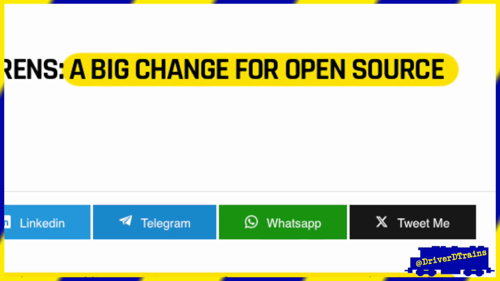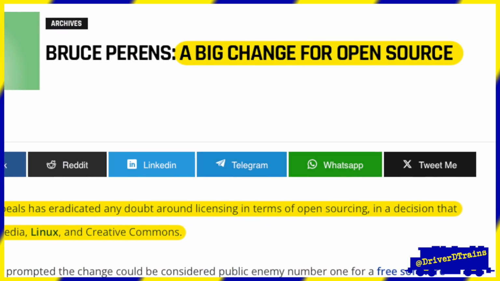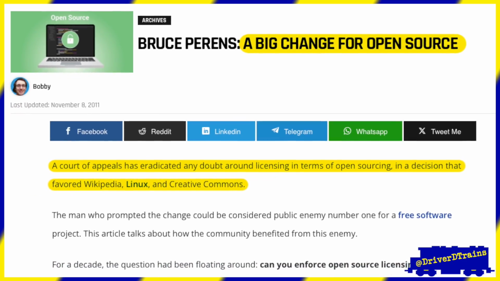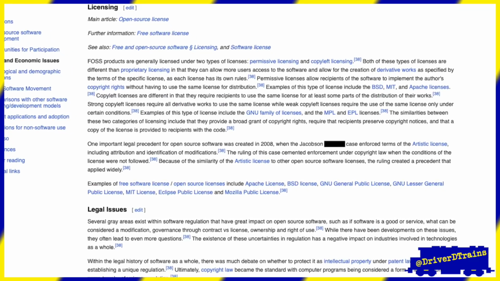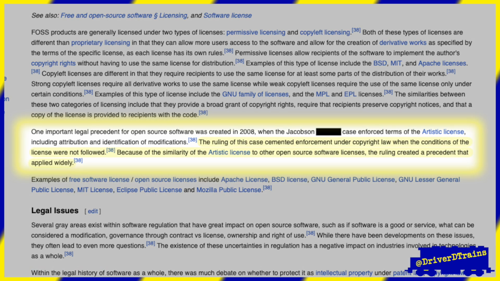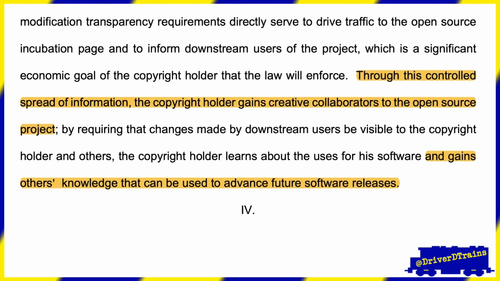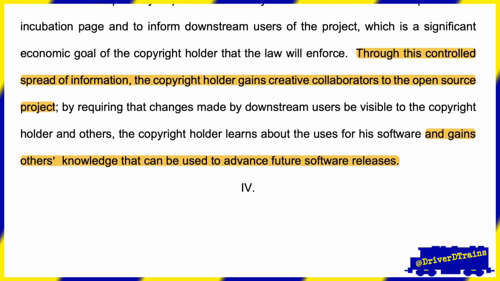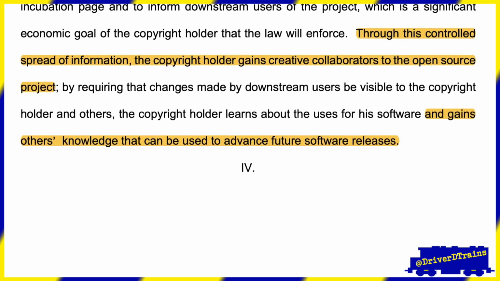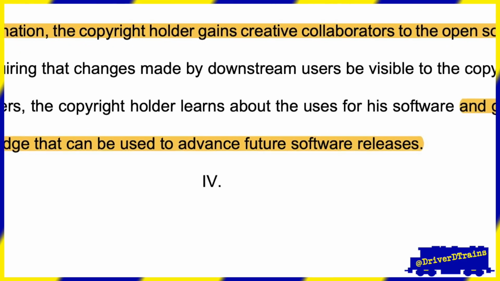But the open source movement, especially for open source software, owes a huge debt to Bob Jacobson and his fight to keep JMRI free. As the Wikipedia page on open source software states, the ruling of Bob's case cemented enforcement under copyright law when the conditions of the license were not followed. Because of the similarity of the JMRI artistic license to other open source software licenses, the ruling created a precedent that applied widely. Perhaps the appeals court said it best. Under an open source license, the copyright holder gains creative collaborators to the open source project and gains others' knowledge that can be used to advance future software releases.